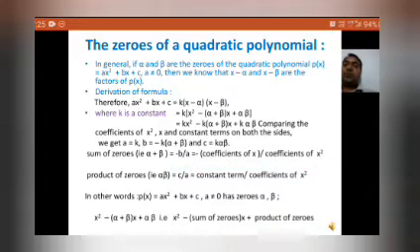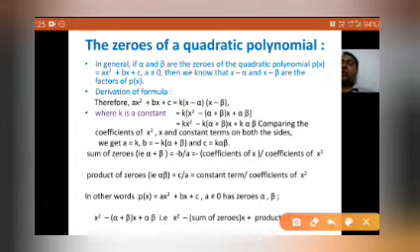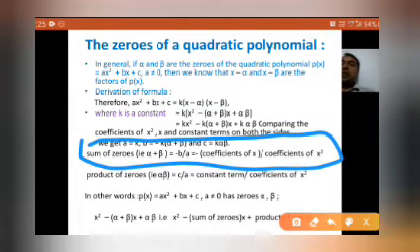The sum of zeros is minus b by a, which is equal to minus the coefficient of x divided by the coefficient of x square.